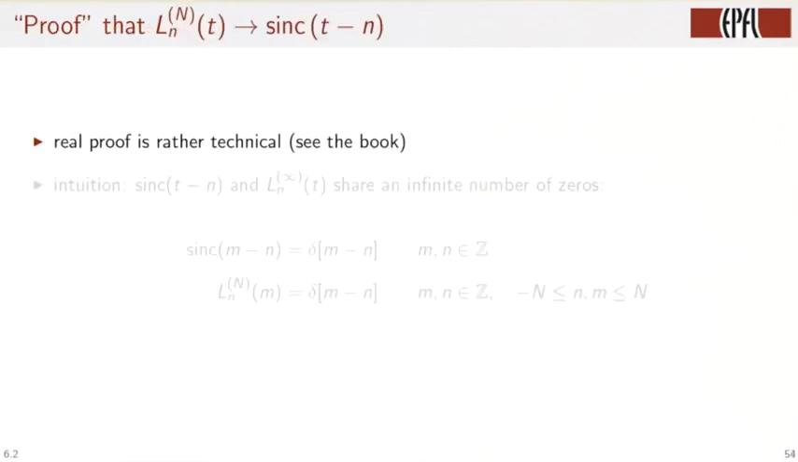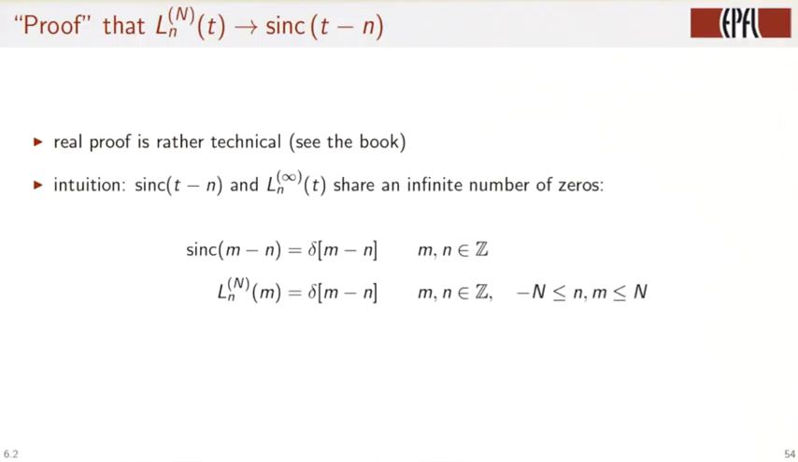The proof that the Lagrange interpolator goes to the sinc function as N goes to infinity is rather technical. It is given in the book, so please look it up if you're interested. The intuition is that both sinc of t minus n and L_N at infinity share the same set of infinite number of zeros, which is given here in the last 2 formulas of the slide.